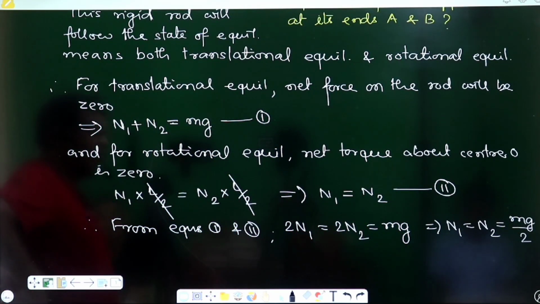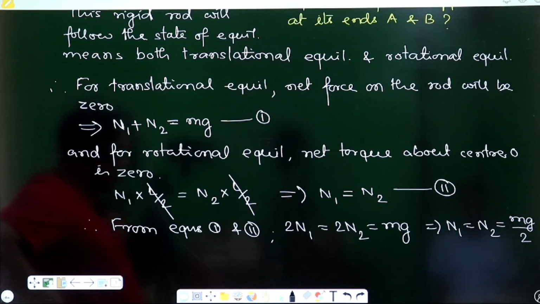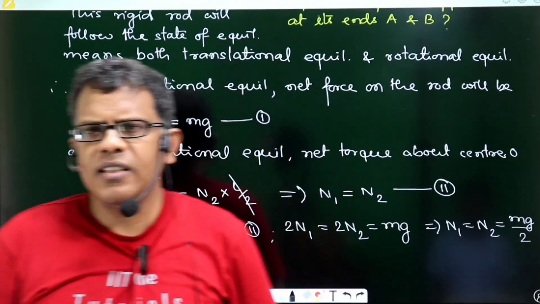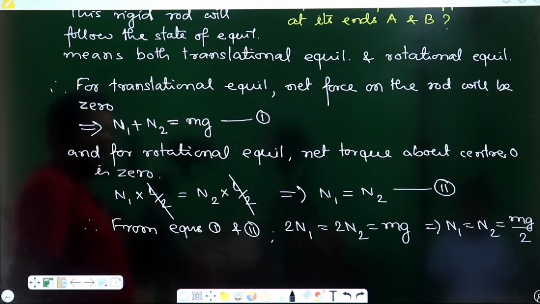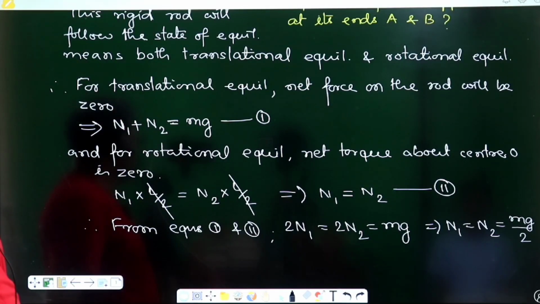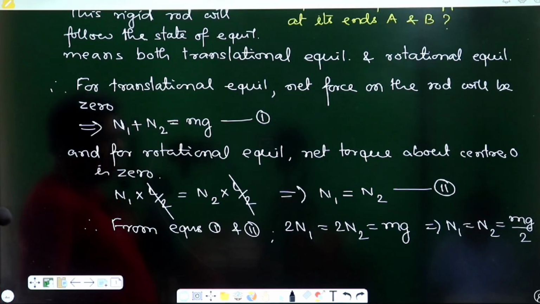So we can see that by the observation of balancing forces and balancing torque, we can find the supporting forces at the end points such that the rod can be maintained at its given position because of these two supporting forces. They are providing balancing forces as well as balancing torque to the rod about the center. Is that clear?